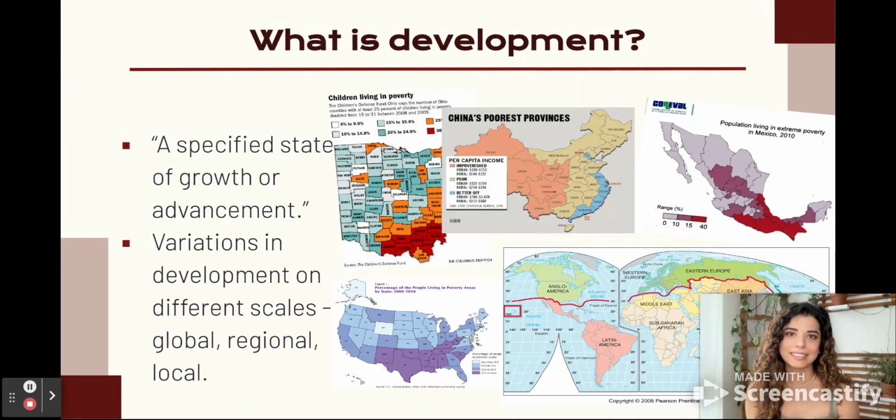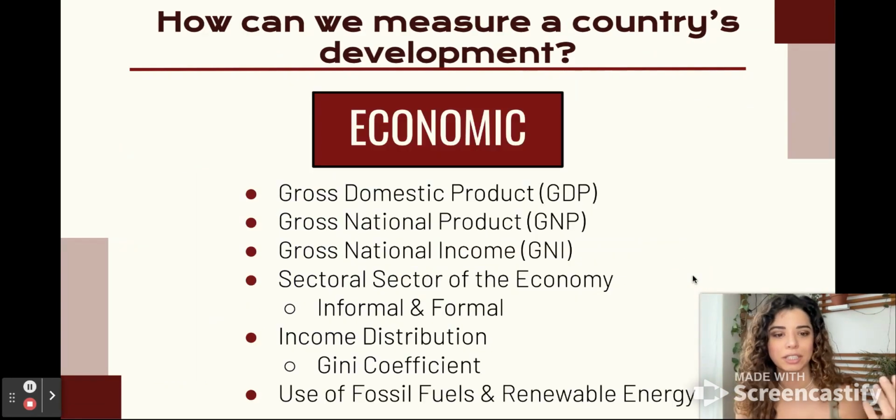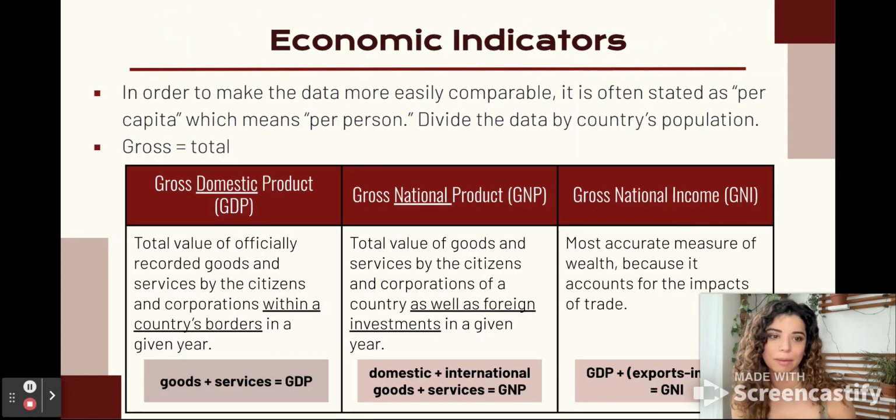And also, going back to scales of analysis, keep in mind that different scales will show development in different ways, right? So we'll see a little bit more nuance depending on what scale we're looking at. These are just some examples of ways that development can be measured. So let's go through them. Here we have a list. We're going to be looking at GDP, GNP, GNI, informal and formal sectors of the economy, income distribution in terms of the Gini coefficient, and also fossil fuels and renewable energy and what that means to measure development.